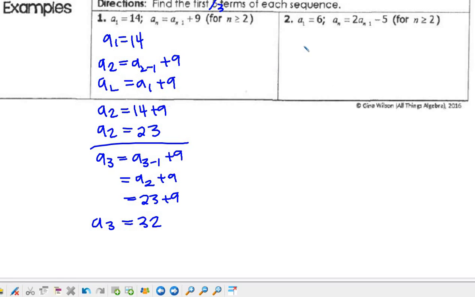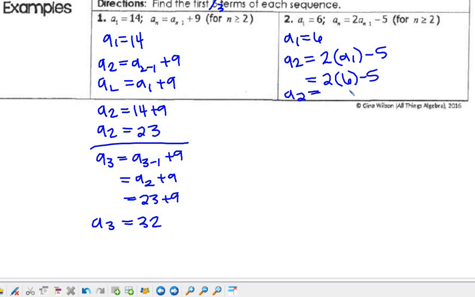Okay, so then a sub 1 is given, so then we only have to find a sub 2 and a sub 3. So it's going to be 2 times a sub n minus 1, so the term before it, which would be a sub 1, minus 5. So 2 times a sub 1 is 6 minus 5, which means that a sub 2 is equal to 12 minus 5, which is 7.